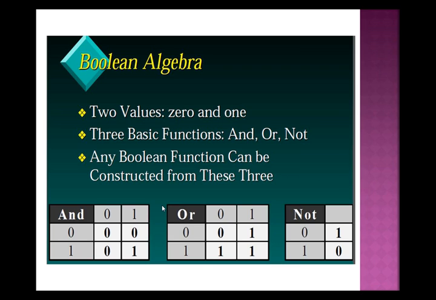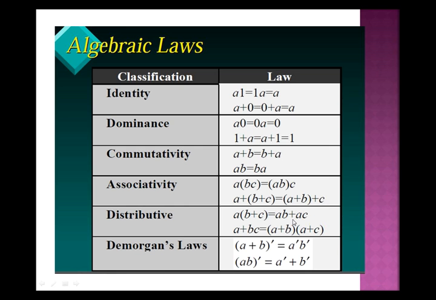This takes two values, that is zeros and ones. As I told you, there are three basic functions, that is AND, OR and NOT. Any Boolean function can be constructed from these three. That means these are the three basic functions, and we can construct any number of functions with any number of inputs from these three. And this is a table for AND. We have discussed OR and NOT.